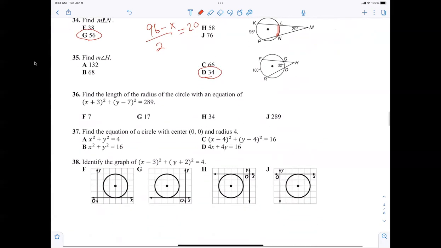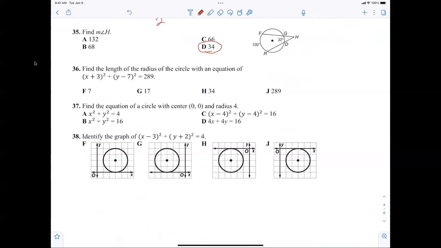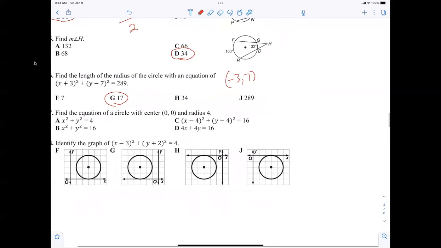The radius here is what? 17. What's the center? Right, so everybody do me a favor. X minus H squared plus Y minus K squared equals R squared.